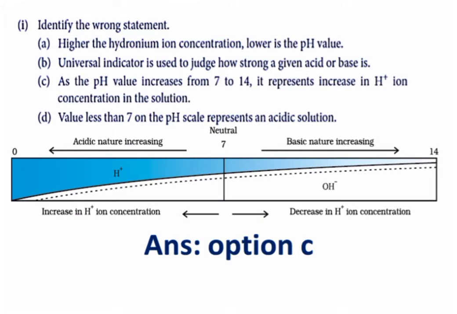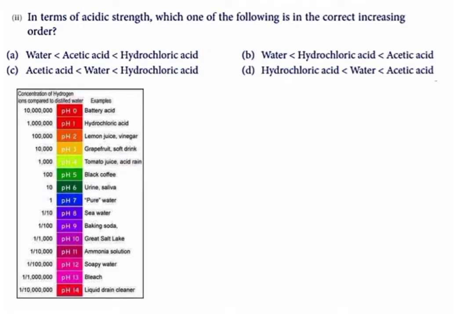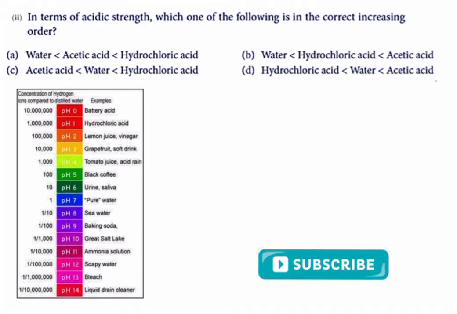Now let's move on to the second question. In terms of acidic strength, which one of the following is in the correct increasing order? So four options are given. Option A, water, acetic acid, HCl. B, water, HCl, acetic acid. C, acetic acid, water, HCl. And D, hydrochloric acid less than water less than acetic acid.